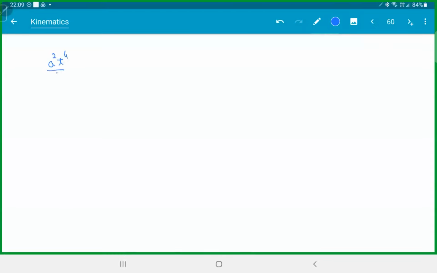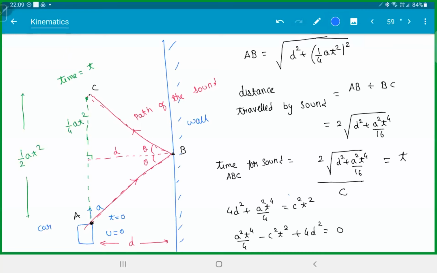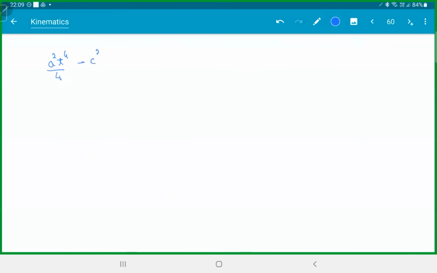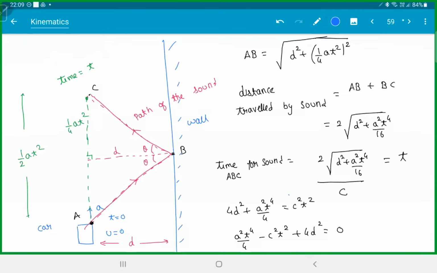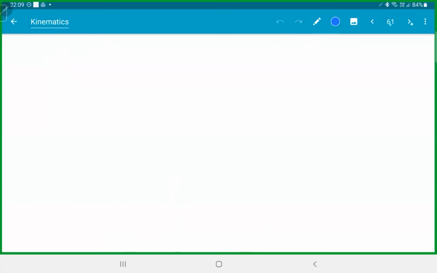Okay, a square t power 4 minus, I'll just show you the previous page, minus c square t square plus 4d square is 0. So here you take t square as x, so put t square equal to x. Your quadratic equation becomes a square by 4 x square minus c square x plus 4d square. This is how you make a biquadratic, meaning power 4 to power 2.